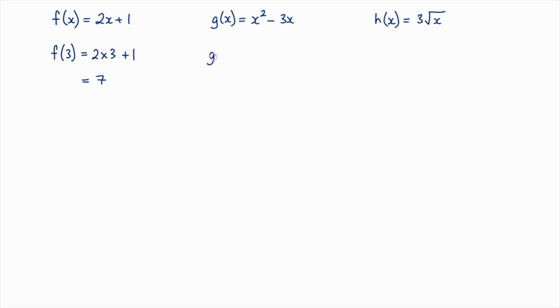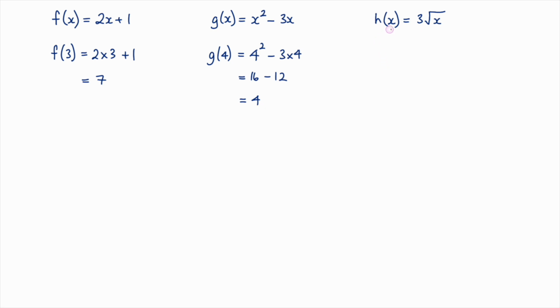Let's take g of 4. Well, that means wherever I see an x, I'm going to replace it by the number 4. So we'll have 4 squared minus 3 multiplied by 4. 4 squared is 16, and we're subtracting 3 4s, which is 12. 16, subtract the 12 is 4.